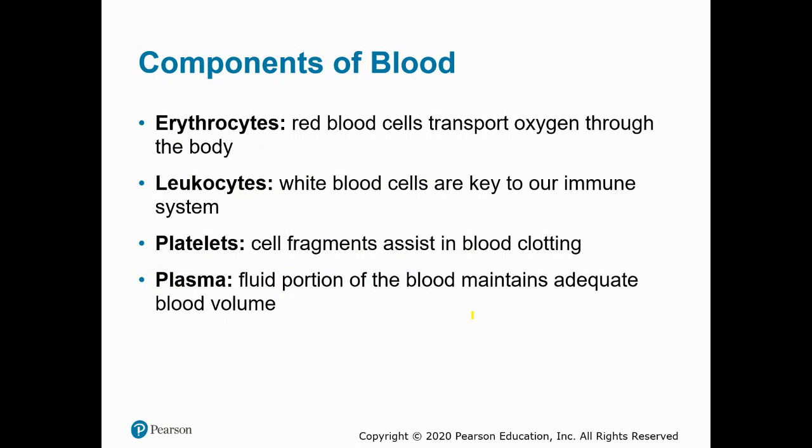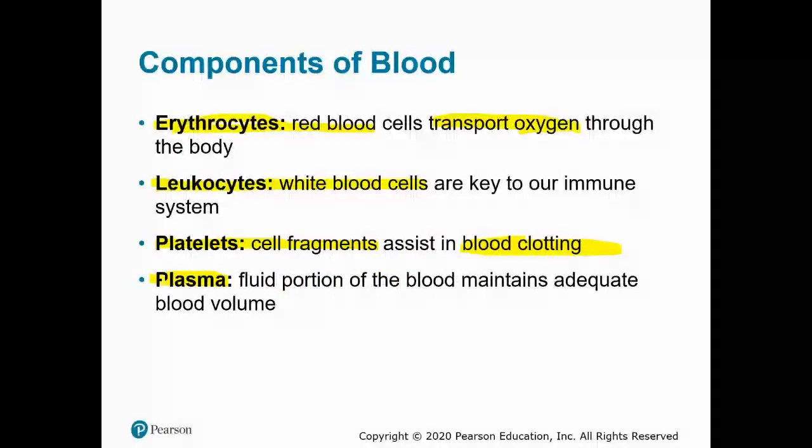So there are 4 components of the blood, 4 different types of cells, basically. We have erythrocytes, leukocytes, platelets, and plasma. Erythrocytes are the red blood cells. These are the ones that are really critical for transporting oxygen. And then leukocytes categorize all the different white blood cells that we have. Platelets are basically like cell fragments that assist in blood clotting. So platelets are for clotting.